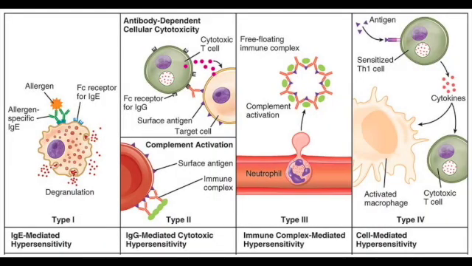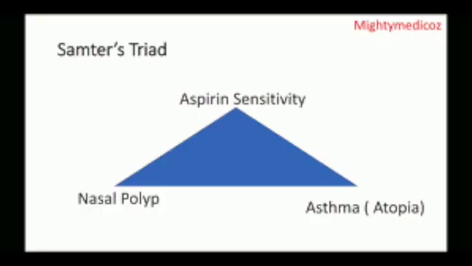Can present at any age, but often the initial occurrence is most common in children. The risk factors are atopic. Atopy is the strongest risk factor with a family history, air pollution, obesity, also environmental tobacco smoke, and a male gender. You must know the Samter's triad, which is aspirin exacerbated respiratory disease, consists of asthma, chronic rhinosinusitis with nasal polyps, and sensitivity to aspirin or NSAIDs.